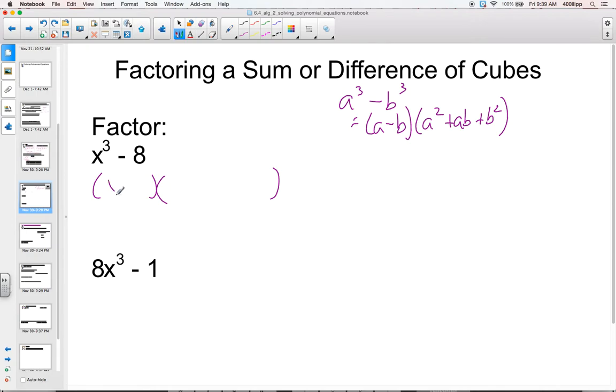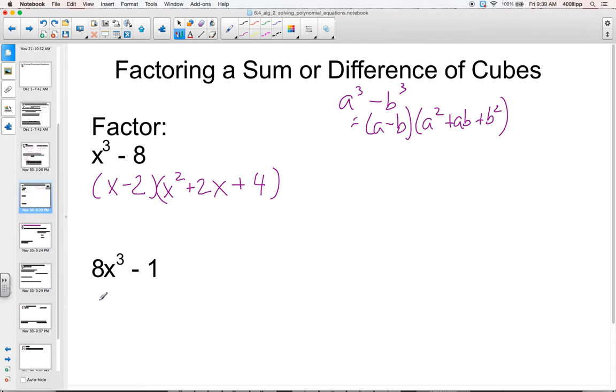And that's what we're going to be using to factor this. So we have x minus 2 now because 2 cubed is 8. So that's how we get the b. And then we'll have your a squared is just your x squared. This is going to be a plus. You multiply these two, so this will be a 2x plus, and then whatever this number is squared. So 2 squared is 4. And that's factored.